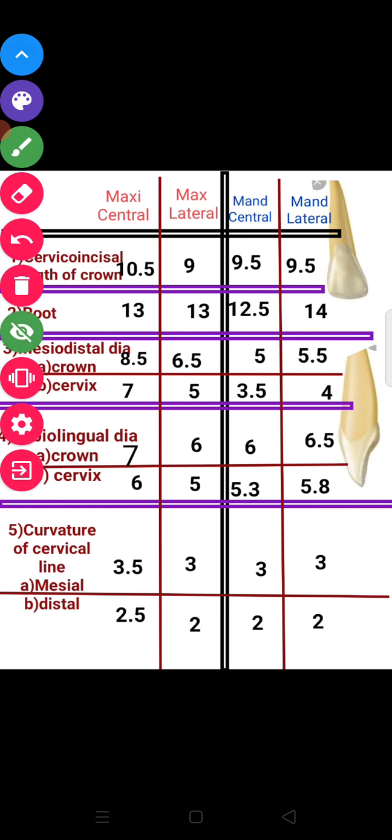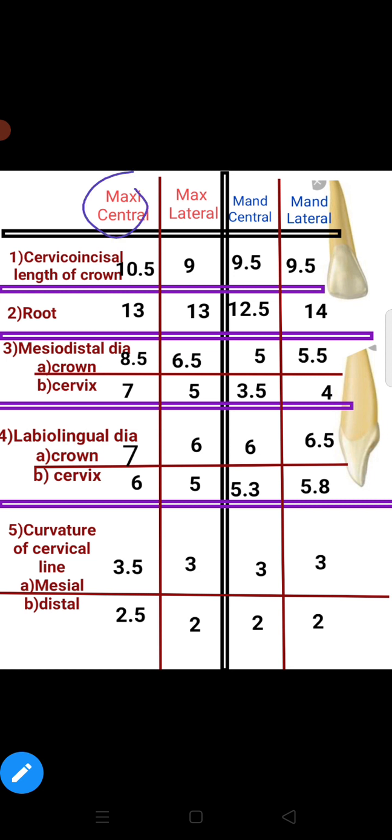Now as we know, we have four types of incisors: the maxillary central, the maxillary lateral, the mandibular central and mandibular lateral. First we'll talk about the cervico-incisal length of the crown. This is a very easy feature to remember. The maxillary central is the largest incisor that we have, with a length of 10.5. Then comes the mandibular central with 9.5 and mandibular lateral with 9.5. And finally, we have the maxillary lateral. So it's easy to remember: 10.5, 9 and 9.5.